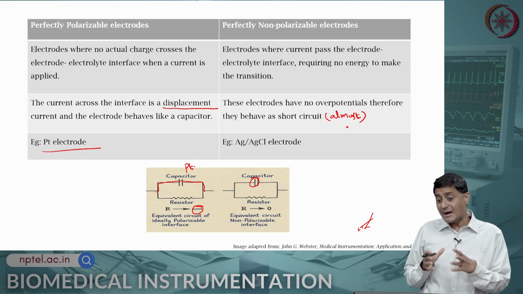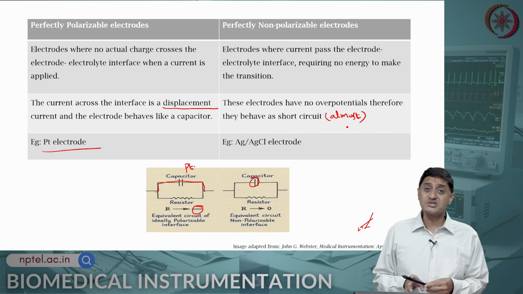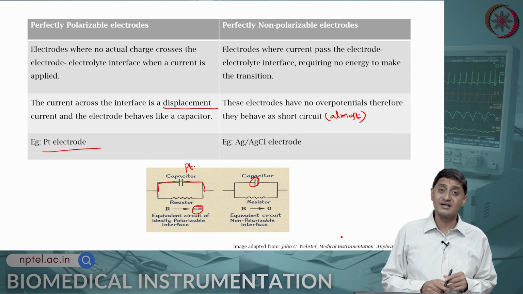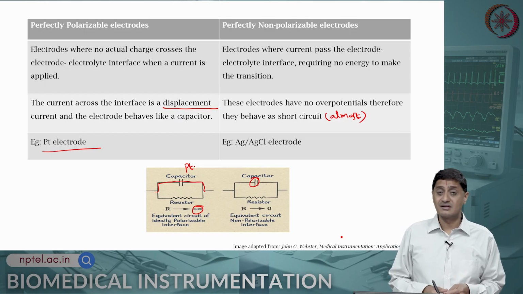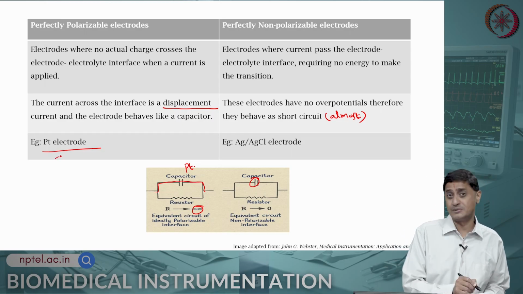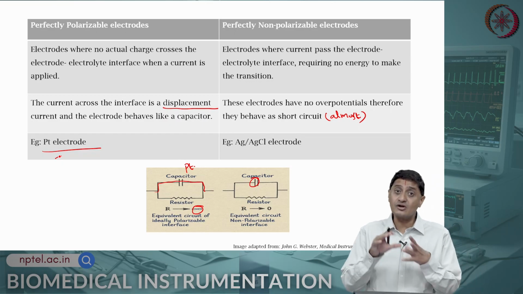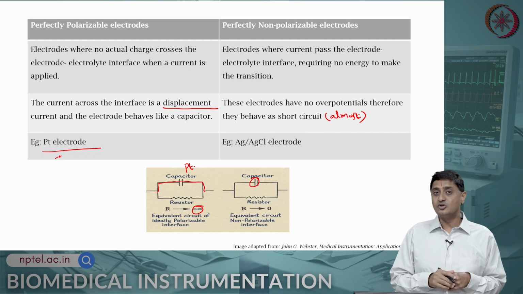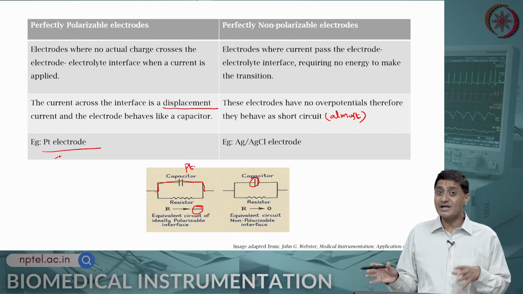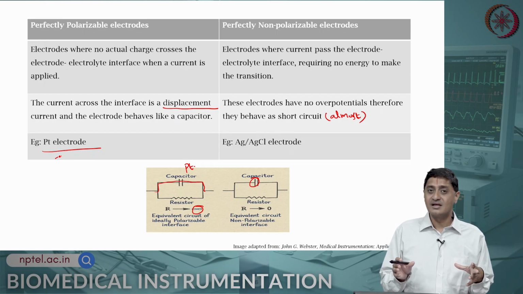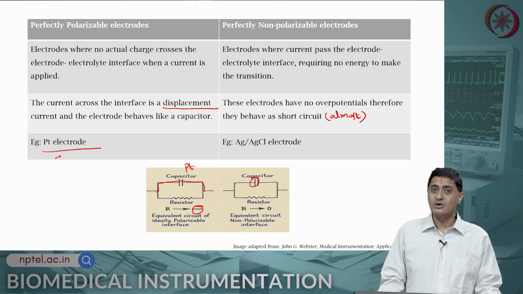Note that the application will determine which of these electrodes you will use. For example, if you are interested in a stimulating electrode, as in a pacemaker or deep brain stimulation, you prefer polarizable electrodes such as the platinum electrode. Whereas if you are interested in recording, for example an ECG, then you prefer a non-polarizable electrode. So, the application determines which electrode to use and what particular design to adopt.